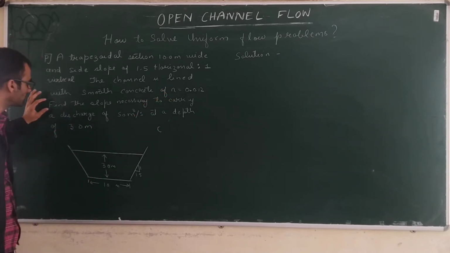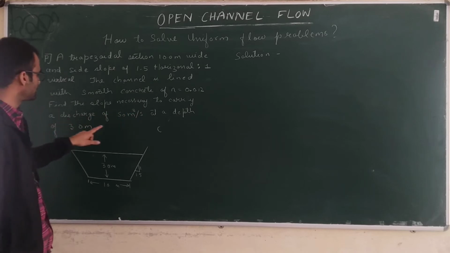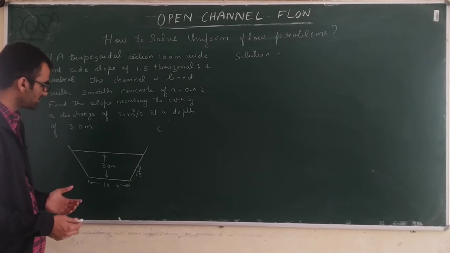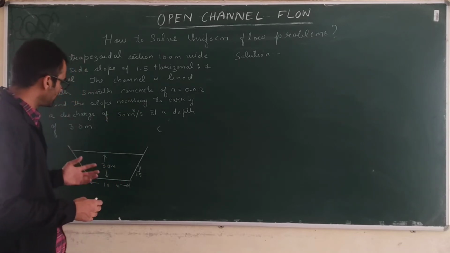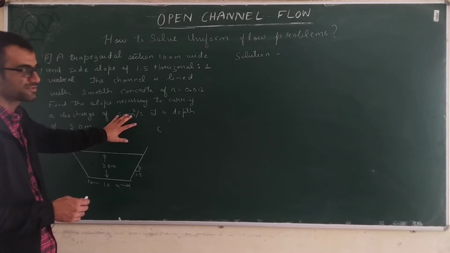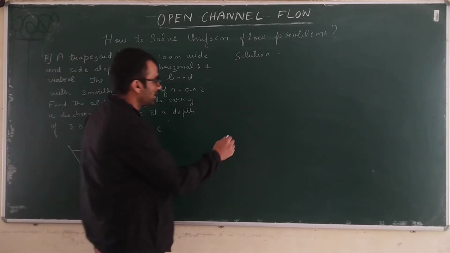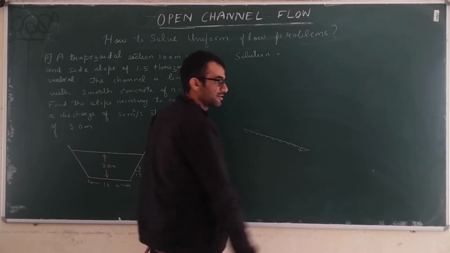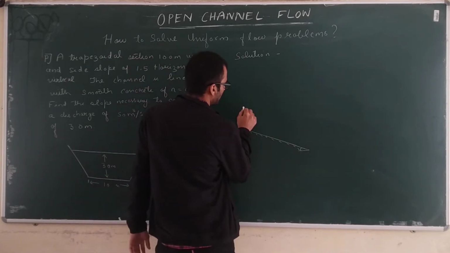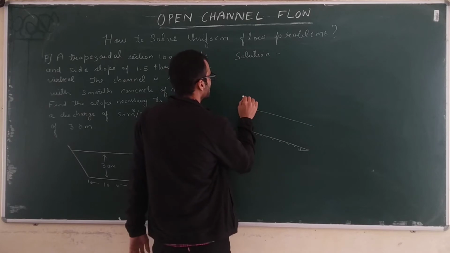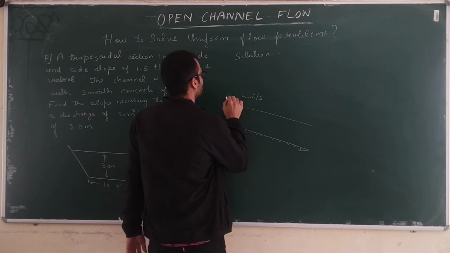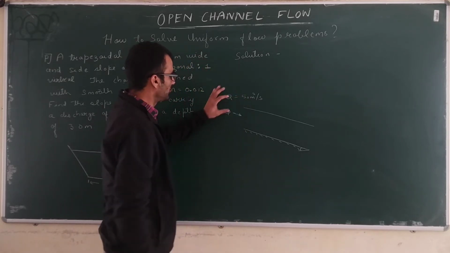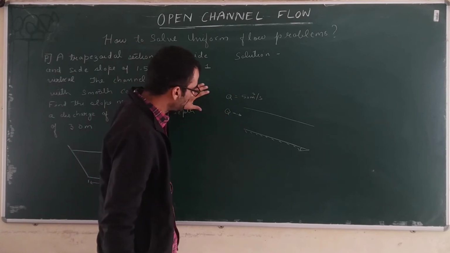Then what we have to find out? Find the slope necessary to carry a discharge of 50 meter cube per second at a depth of 3 meters. So what basically is given? First we should try to understand the problem, that 50 meter cube of discharge is going to flow in this channel. If you have this channel, this is the bed of channel, bottom, suppose. And 50 meter cube per second of water will be flowing in this canal.